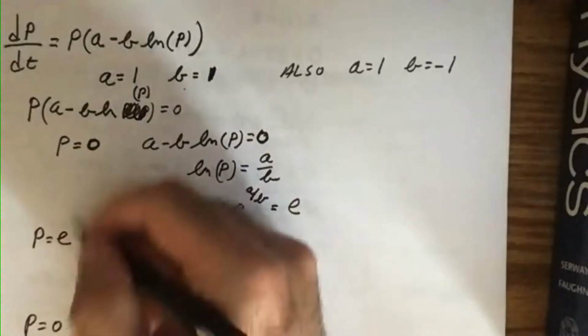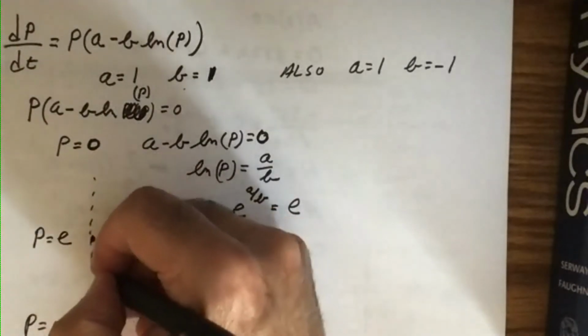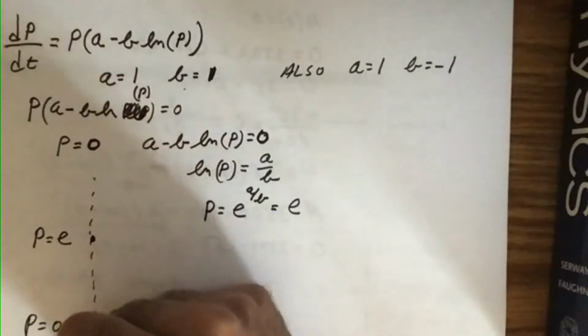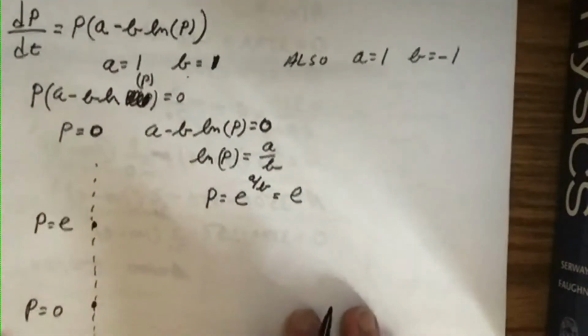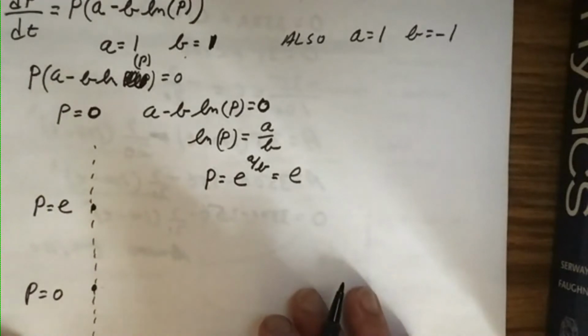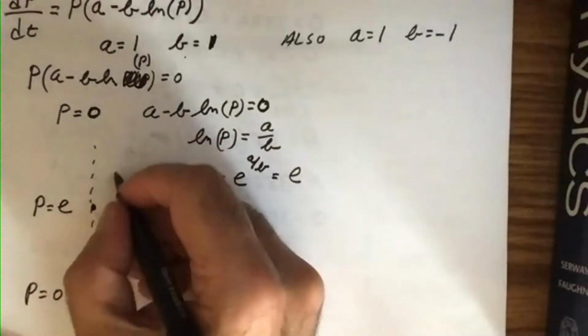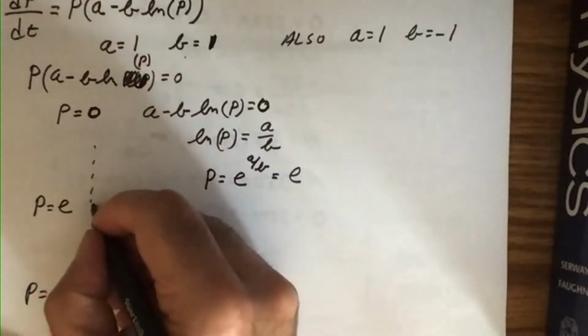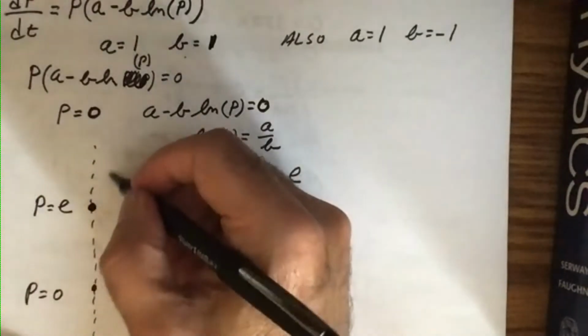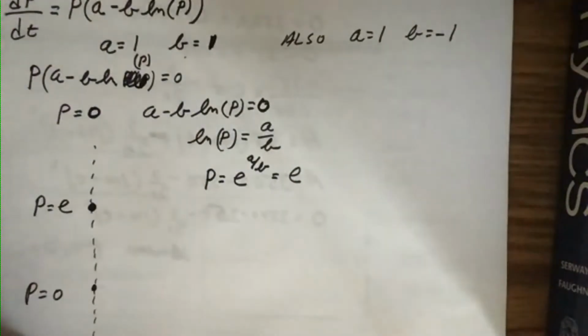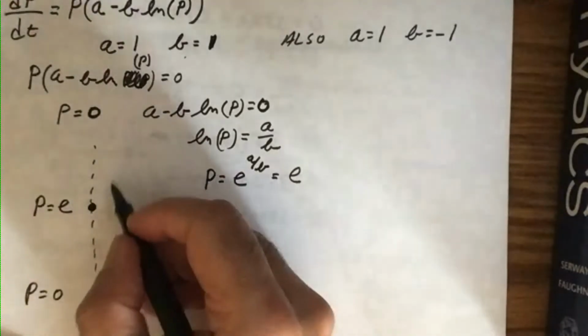Okay. Now in between here, I want to draw the phase portrait diagram. This is where I said you need a calculator. So let's see. So here in this region here, if this is e, I want to pick a point that's a little bit above e.